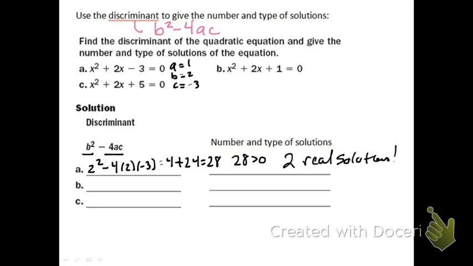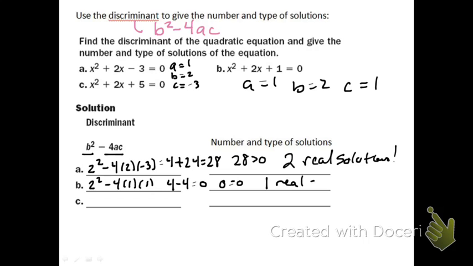Alright. If we look at part B, which is over here, a value 1 again, b value 2, c value 1, let's calculate it. If I do b squared, it's still 2 squared minus 4 times the a value times the c value. I'm going to end up with 4 minus 4. I get 0, and since 0 obviously equals 0, I'm going to have one real solution.